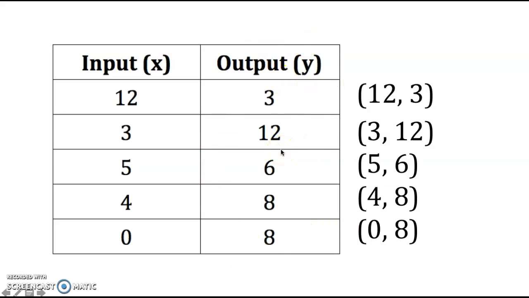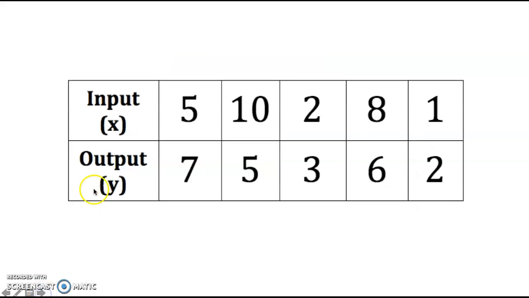Now this is the first type of data table. Data tables are not always going to be vertical. Sometimes they will be horizontal. Like I said before, in this instance, the rows may not be labeled X and Y.